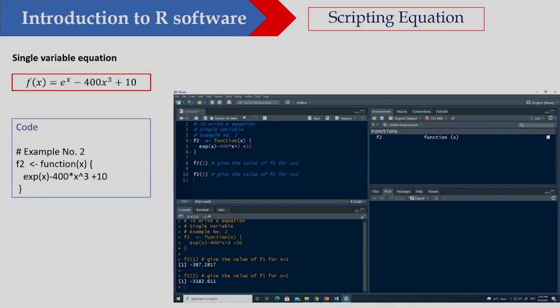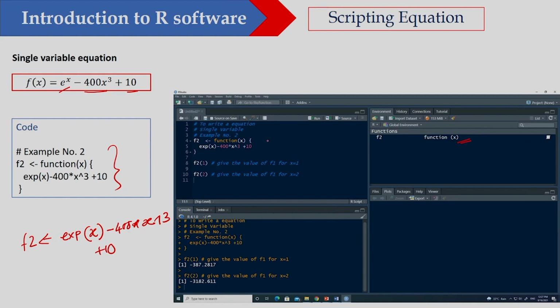So, let us see another function. It is again a single variable function: f of x equal to e to the power x minus 400x cube plus 10. This is the code here, and the expression for f2 is exp x minus 400 star x cube, plus 10. If I execute, then I will get this particular function.